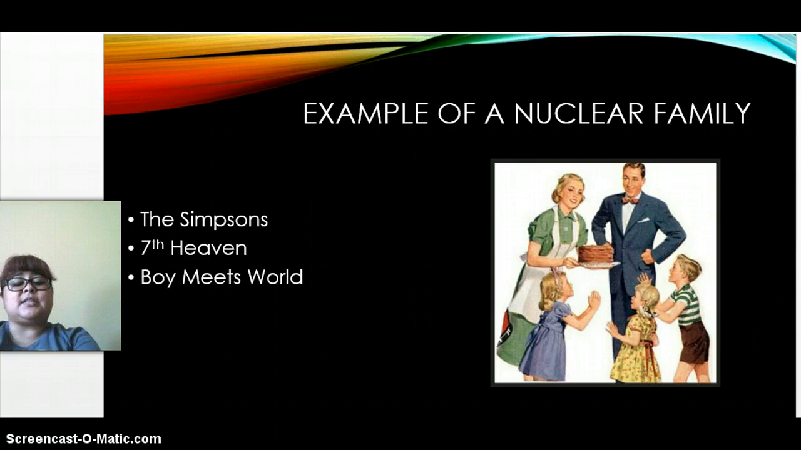Examples of a nuclear family that we can see on television or have at one point seen on television are The Simpsons, Seventh Heaven, and Boy Meets World.